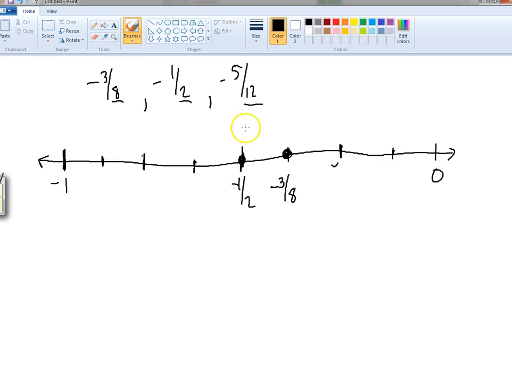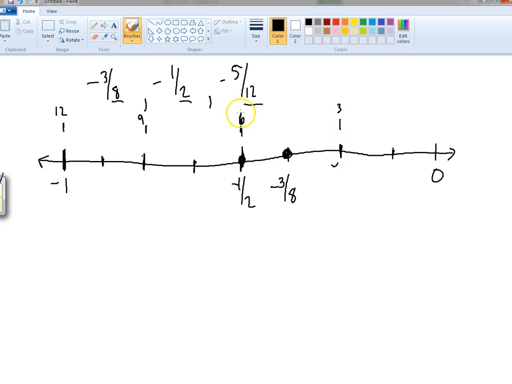Now, halfway between 0 and this, which is going to be 12, we need to figure out the halfway point. Well, half of 12 is 6, so this is 6 this time. I'm actually going to write 6 so we can keep track of it a little easier. Now, halfway between 0 and 6 is 3. Halfway between 6 and 12 is 9. Now, we need to know where 5/12 is.